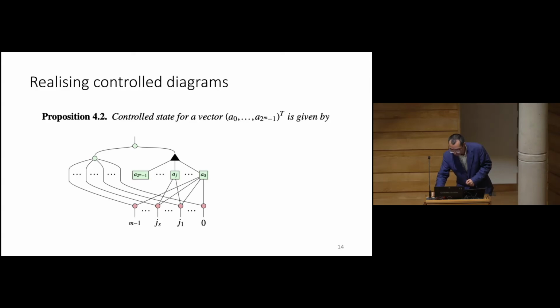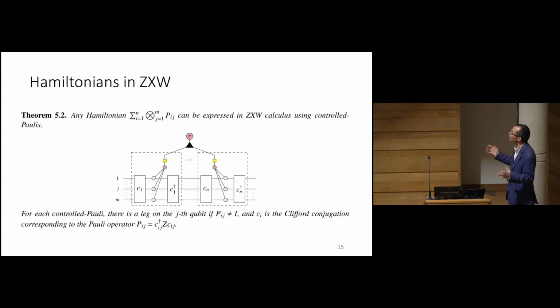Okay. Using this idea, we can represent any Hamiltonian in the XW calculus. So here, if you give a Hamiltonian in terms of Pauli operators, let's say each is P_ij, then the diagram of this sum is just this one. On the top is the dark spider with the pi, and you connect it depending on P_ij. If P_ij is not equal to I, then you connect with this pink node to the j-th wire. If P_ij is identity I, then you don't connect to them. And you have atoms everywhere, and the CIs are just the Clifford conjugations. So that's the way you can directly represent them.